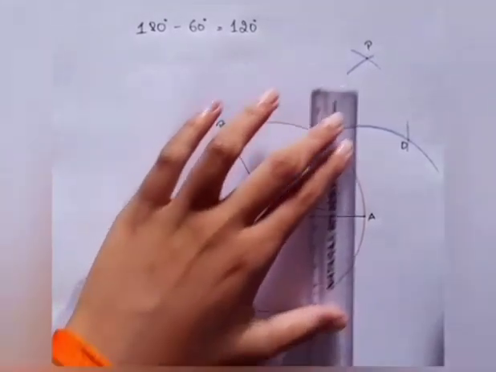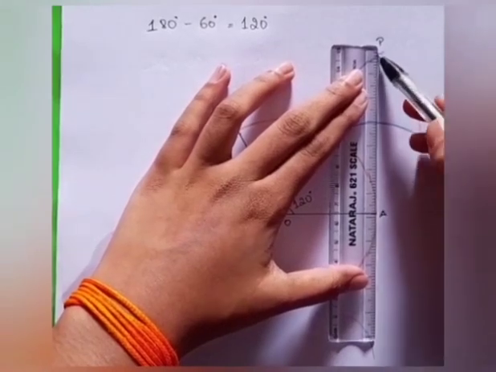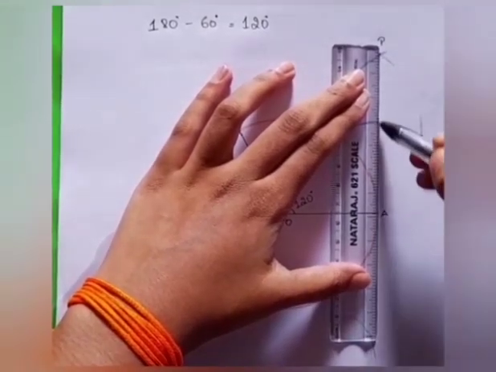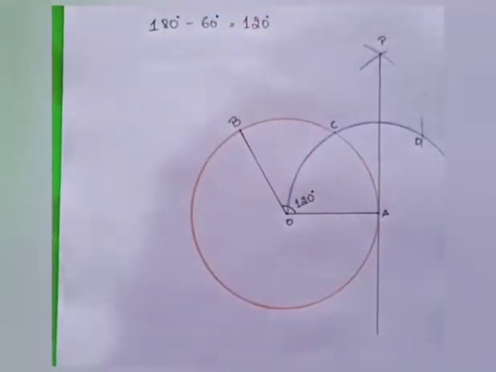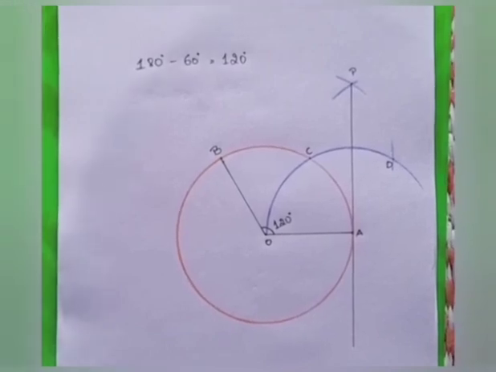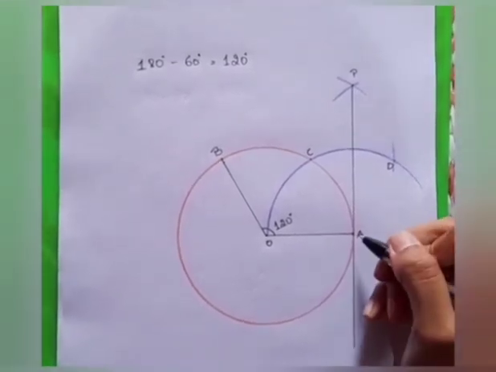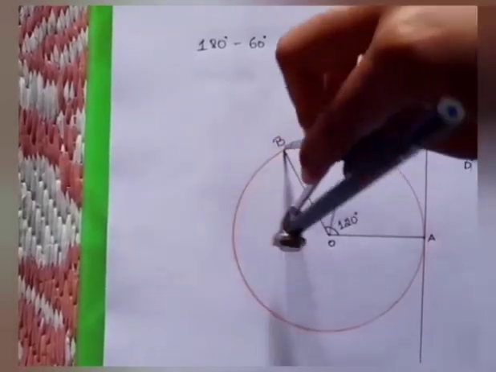From the point P, draw a straight line which touches the point A. We call that line a tangent. Tangent means a line that intersects the circle at only one point. A tangent is drawn at the end of the radius.